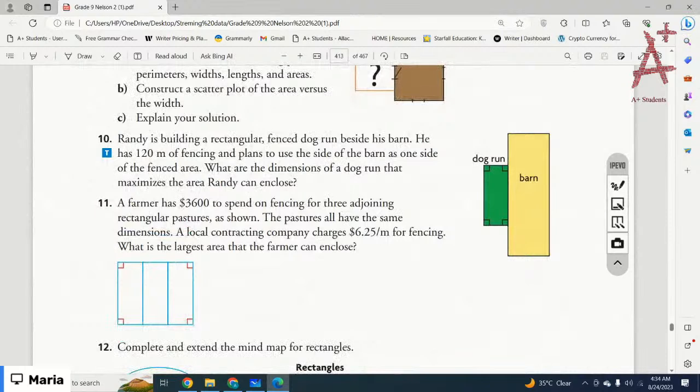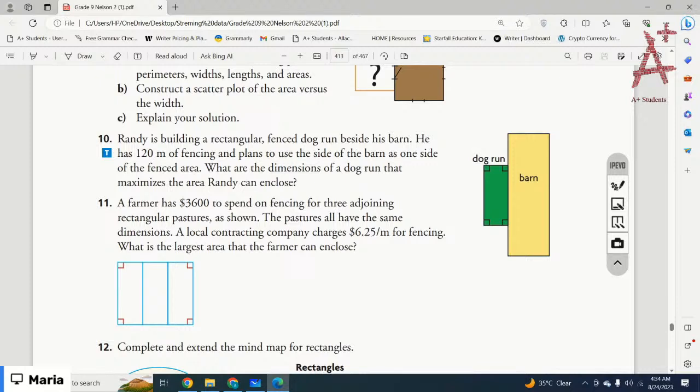Okay, let's start with question number 10. Randy is building a rectangular fenced dog run beside his barn. He has 120 meters of fencing and plans to use the side of the barn as one side of the fenced area. What are the dimensions of a dog run that maximizes the area Randy can enclose? So, the fence is rectangular in shape and we need to calculate the maximum area, right?